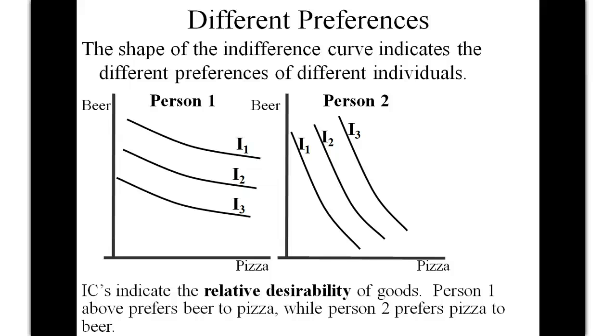So it's not just a fixed shape that we impose preferences on, that you can actually have different sets of preferences incorporated in an indifference map. So person 1 prefers beer to pizza, is willing to give up large amounts of pizza for a small gain in beer, and person 2 is the opposite. They're willing to give up large amounts of beer for small amounts of pizza. So again, you can pick up different preferences.